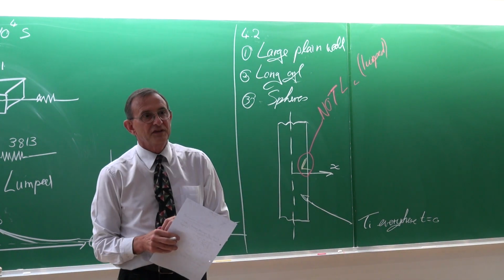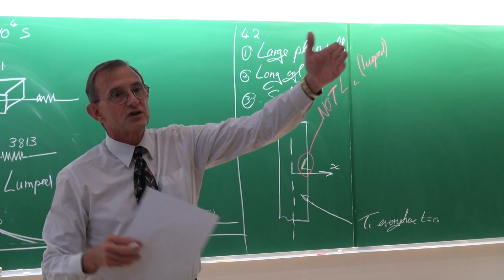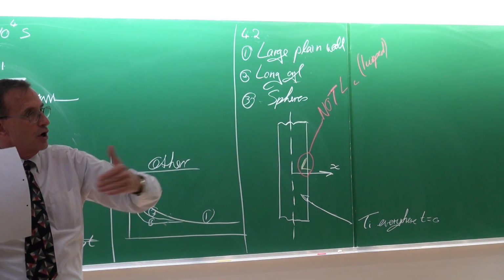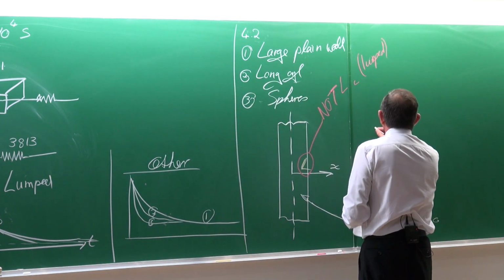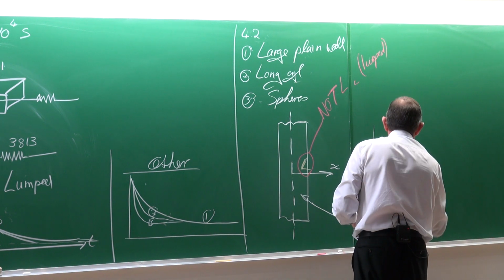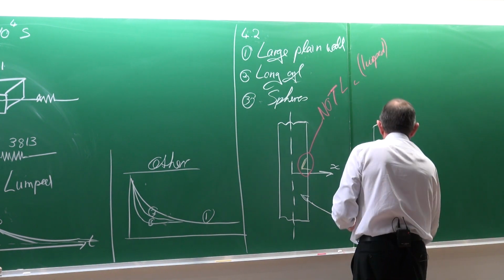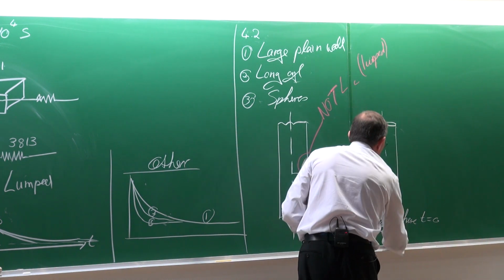So that's the first type of body, a large plane wall. An example of heat transfer through a large plane wall can be one of the walls of this venue. You would like to know how much heat transfer goes through it. Then another type is the long cylinder. There's the long cylinder, again like that.